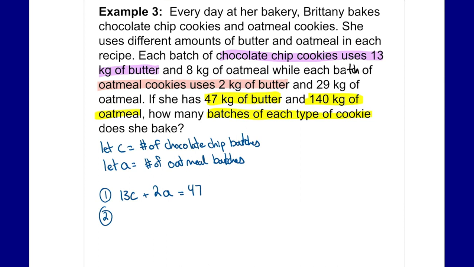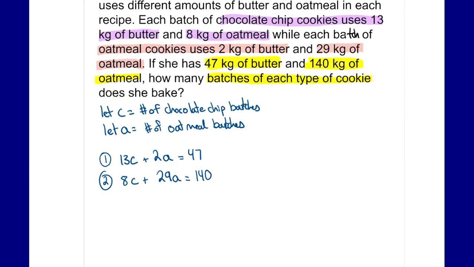For oatmeal in total, right, for oatmeal in the recipes, again, looking back at these scenarios, 8 kilograms of oatmeal for the chocolate chip cookies and 28 kilograms of oatmeal for the oatmeal cookies. So here it'd be 8C plus 28A equals 140. We now have our two equations.